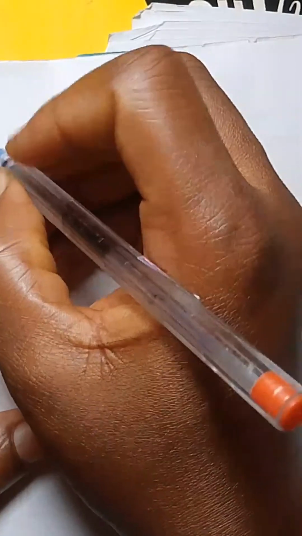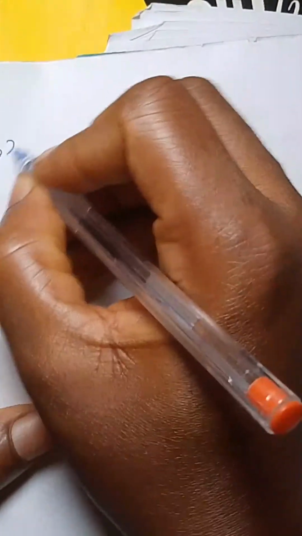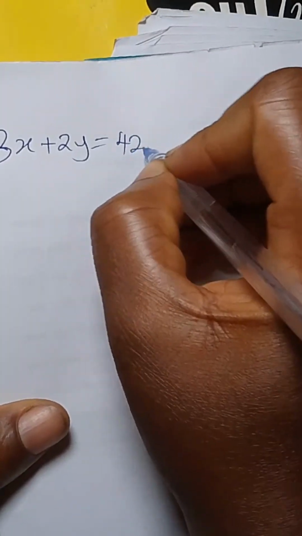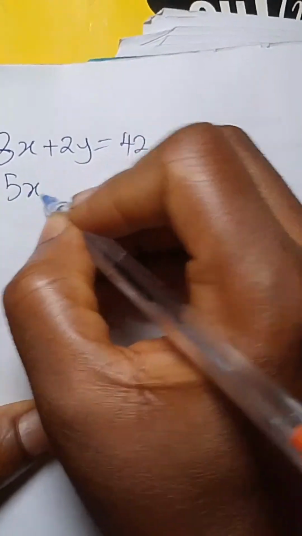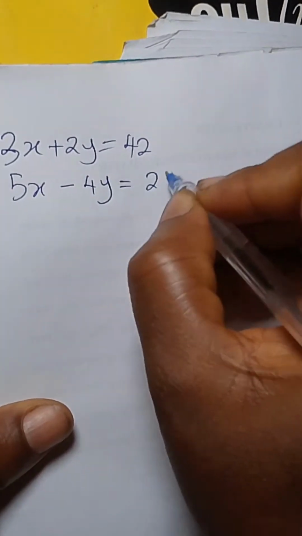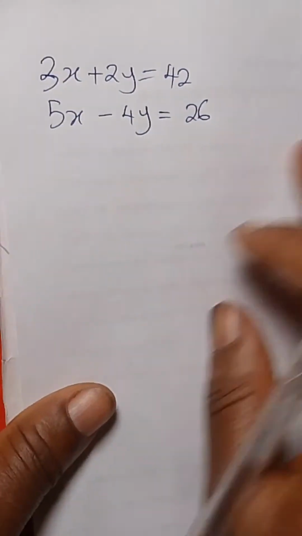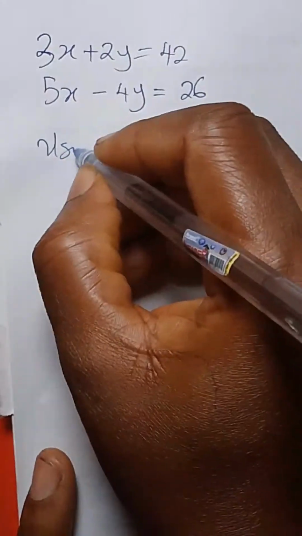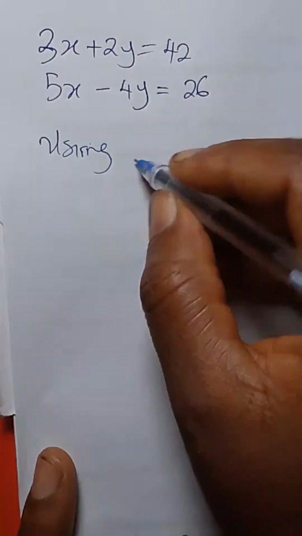So we are solving the second question. We're going to use the substitution method to solve. So we have 3x plus 2y equals 42. And we have 5x minus 4y equals 26. So this is the second question we want to solve, and we are solving it using the substitution method.